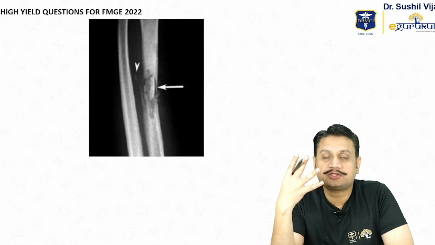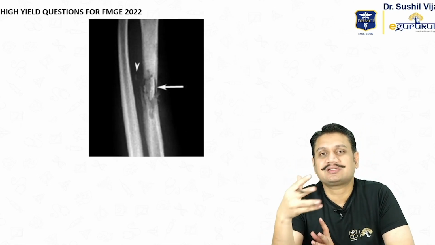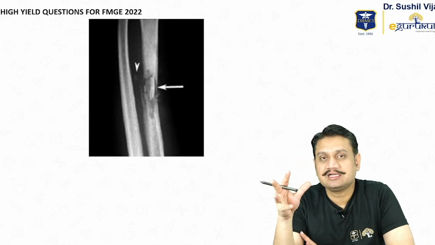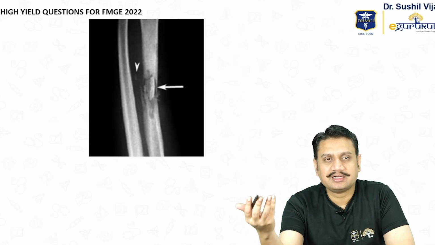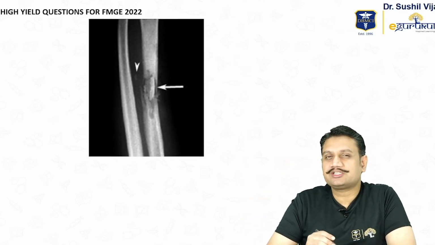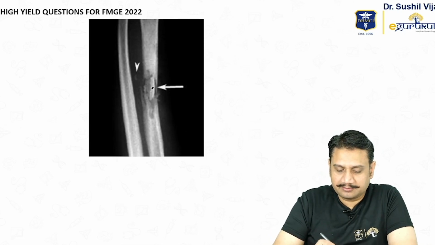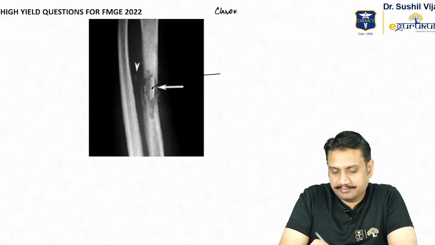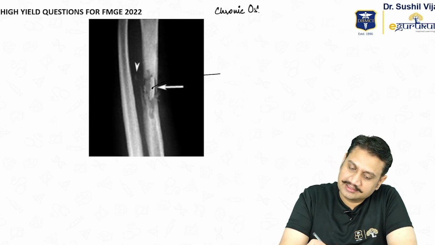Why am I discussing the theory with the images? Because nowadays images are more frequently being asked, whether it is about a splint, a disease, or some kind of implant. So let's see the next one. If you get a picture like this, patient having pouring discharge and all, this central portion will be known as what? So this picture is basically an image of chronic osteomyelitis.